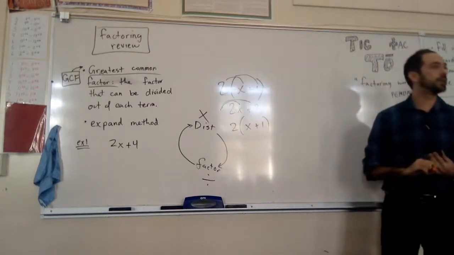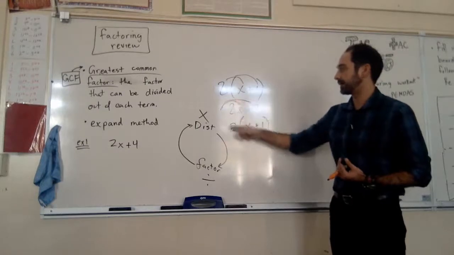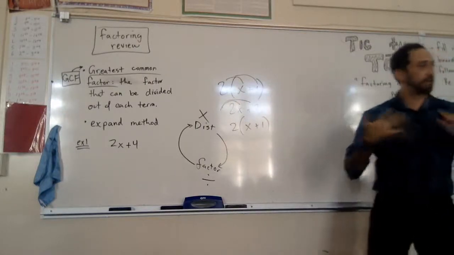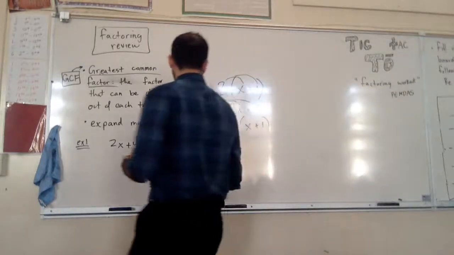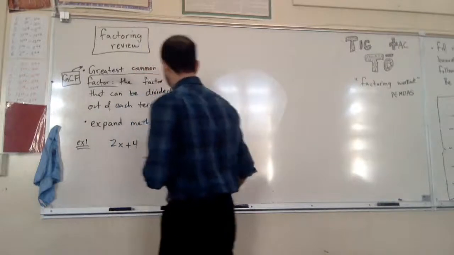Now, if you did this right, this was distributing to get here, then I factored out. You should get back to where you started. Every single time you can see if you got it exactly right by getting back to where you started. So we're going to leave this here. And now we'll start with an easier example.